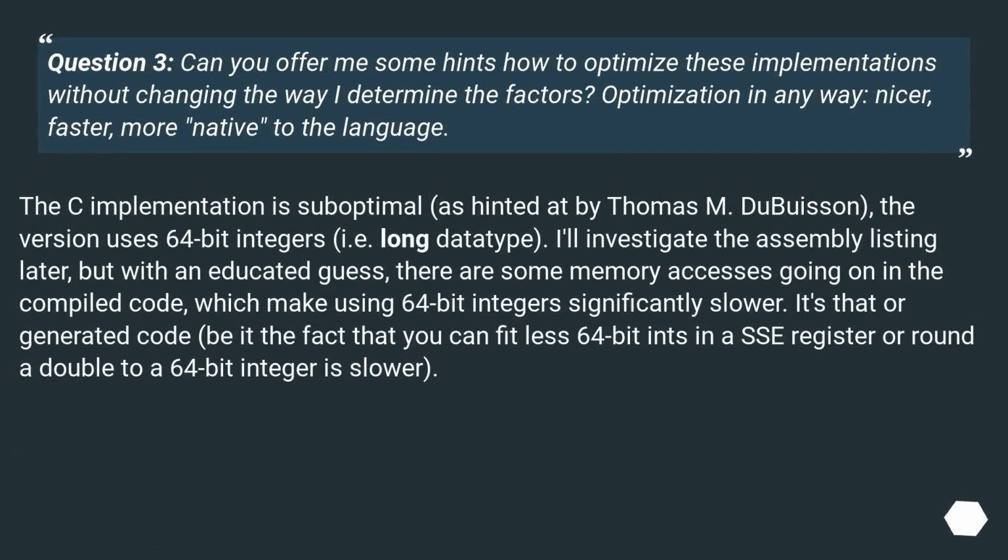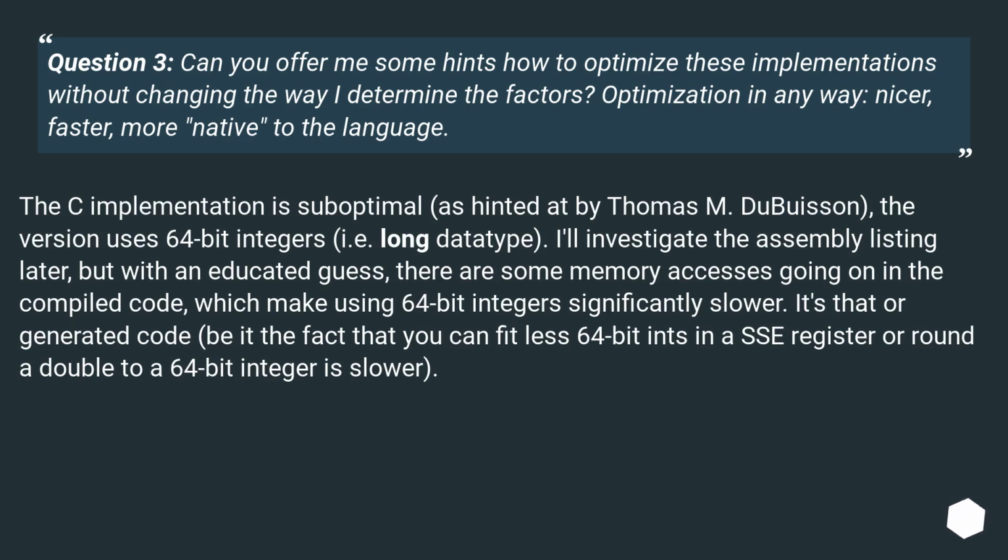Question 3. Can you offer me some hints how to optimize these implementations without changing the way I determine the factors? Optimization in any way, nicer, faster, more native to the language. The C implementation is suboptimal, as hinted at by Thomas M. DuBuisson. The version uses 64-bit integers, i.e. long data type. I'll investigate the assembly listing later, but with an educated guess, there are some memory accesses going on in the compiled code, which make using 64-bit integers significantly slower.